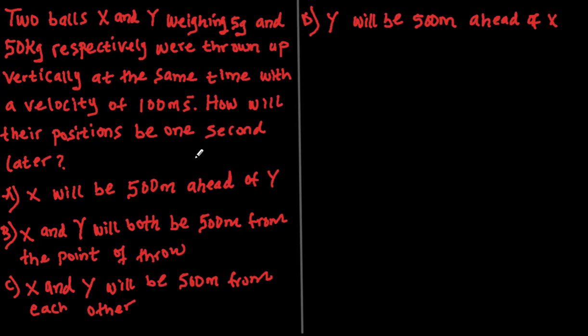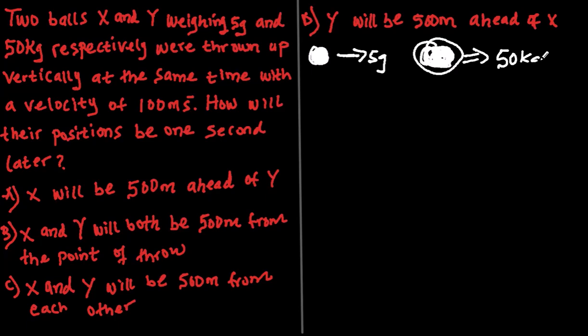So this question says that two balls, X and Y, weighing 5 gram and 50 kg. That's interesting. We have balls of different masses. So let's say this is the first one. So this one is weighing 5 gram. Then we have another big ball. Let's say its material is more dense. It's weighing 50 kg. Respectively, were thrown upward vertically, so it's a linear motion, at the same time with a velocity of 100 meters per second. Now, how will their position be 1 second later?